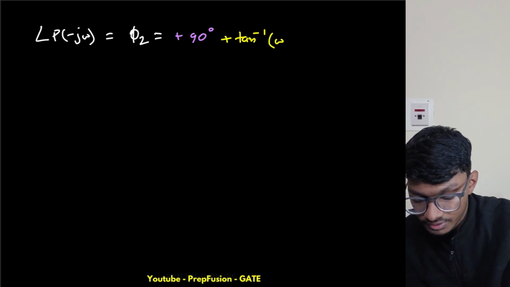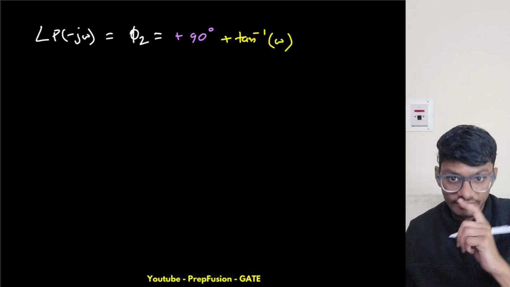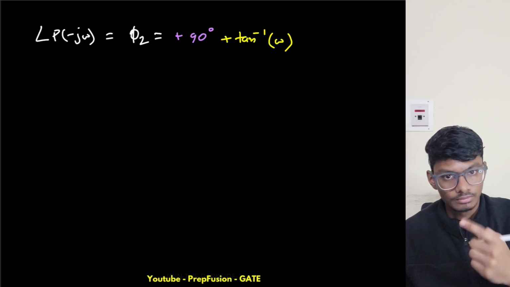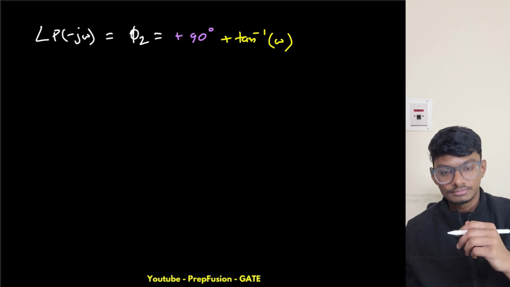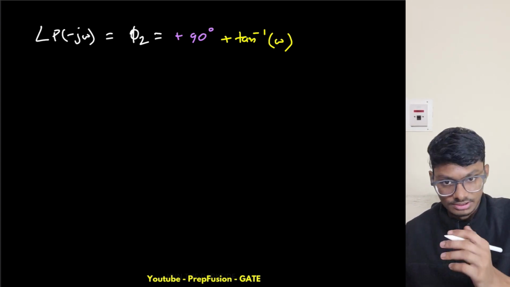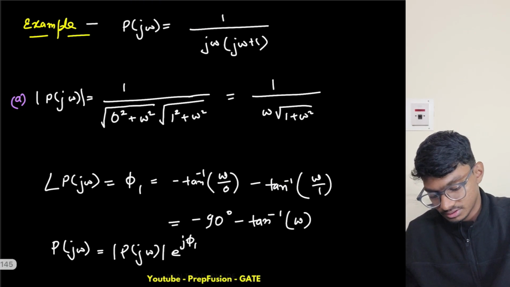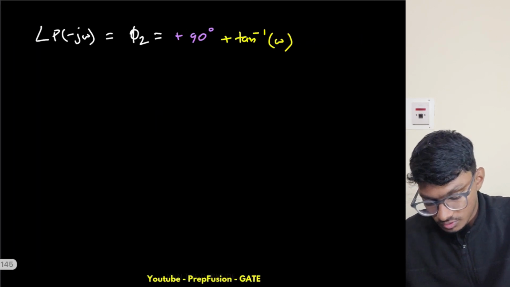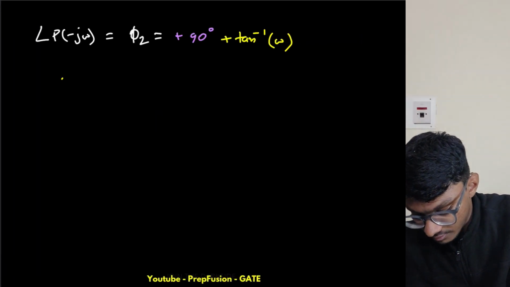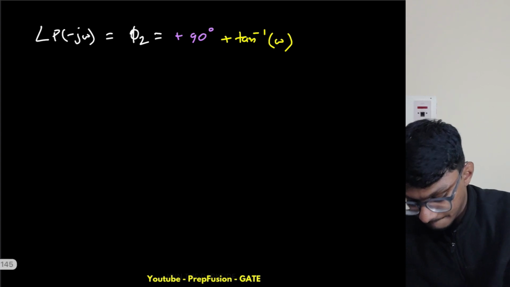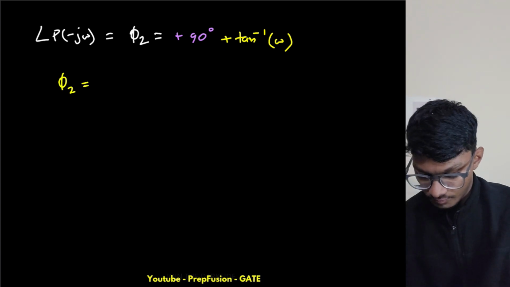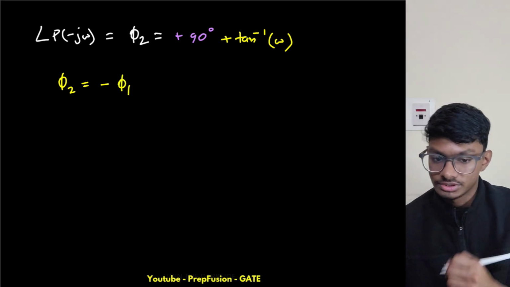So I'm not going further into this because I've already explained angle very well, so you should be able to figure this one out by yourself. Like this is 90 plus tan inverse omega. What is this? This is basically the negative of this one. So what I can observe is that phi 2 is negative of phi 1, okay? So this I can observe.